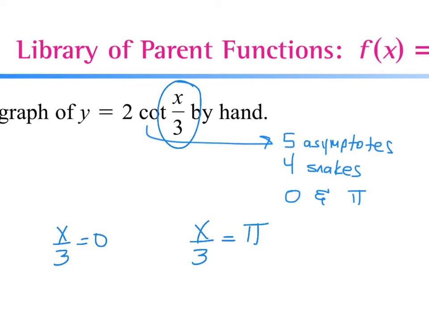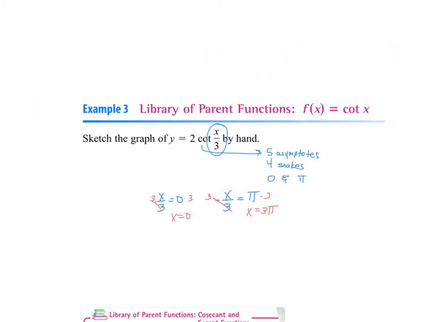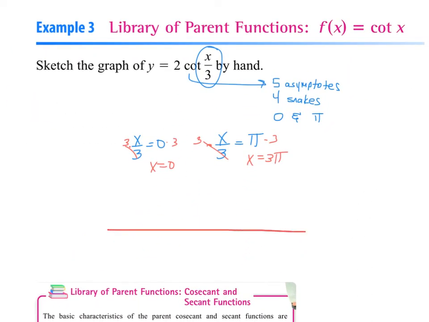You'll end up doing that in a minute. So when I solve this, if I multiply both sides by 3, I get x equals 0, right? And then I multiply both sides by 3, and I get x equals 3 pi. So I'm going to draw. I have an asymptote at 0. I have one at 3 pi. How many did I tell you guys I needed? 5. I need 5.